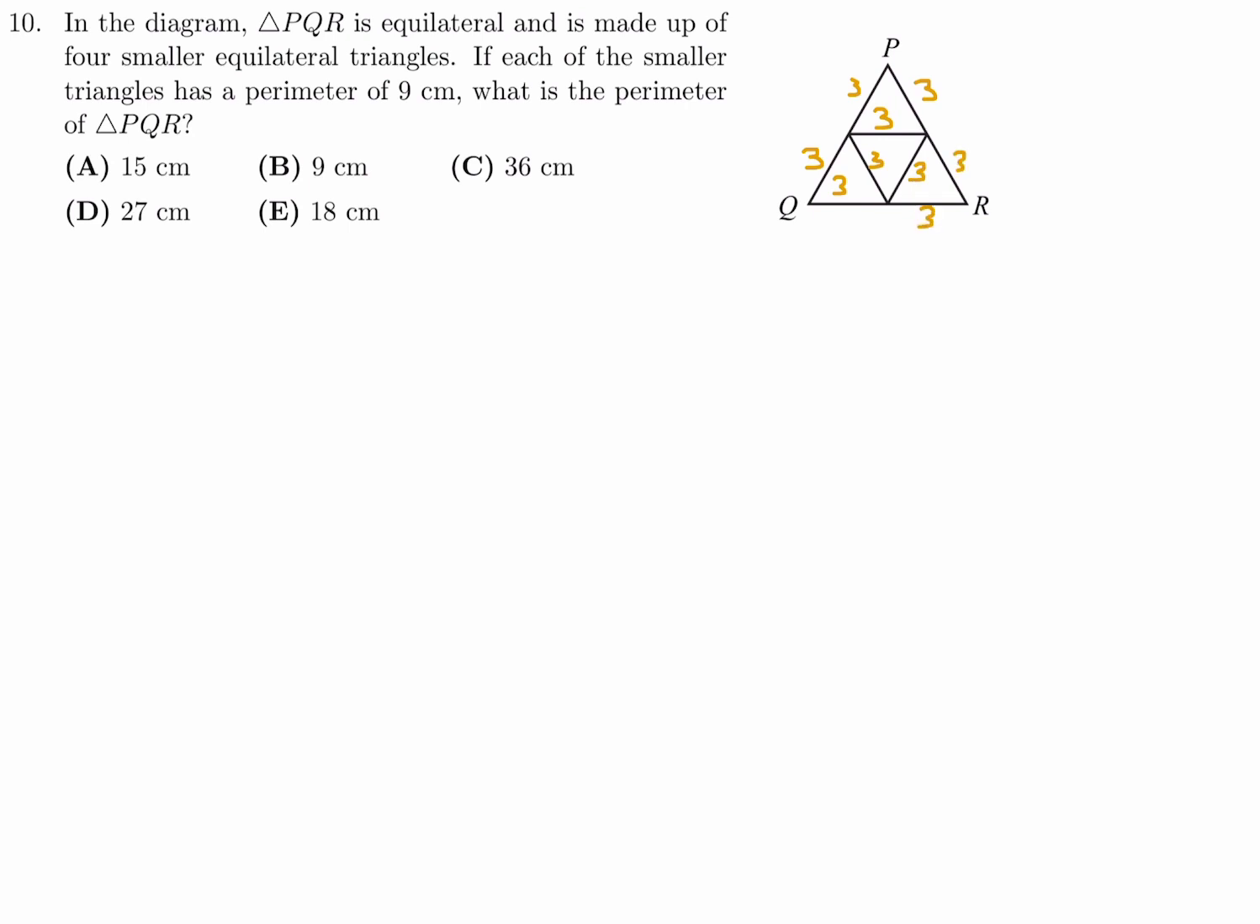You get the point. So the perimeter of the big triangle would be 3 plus 3 times 3, right? Because each of these sides has a length of 6. So it would be 6 plus 6 plus 6 for the perimeter of triangle PQR. And therefore that is 18. So number 10, the answer is E.